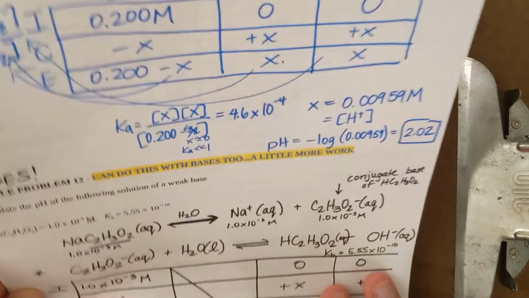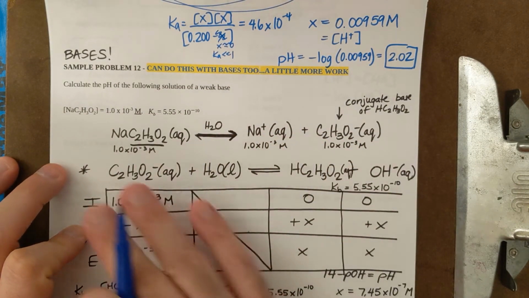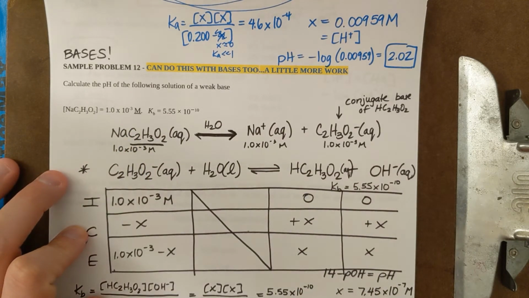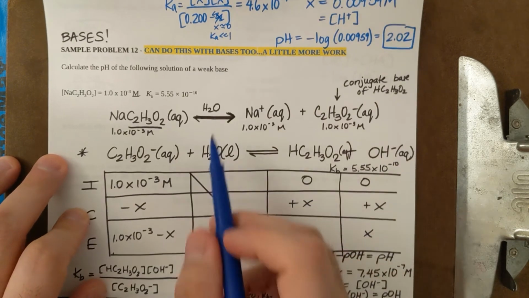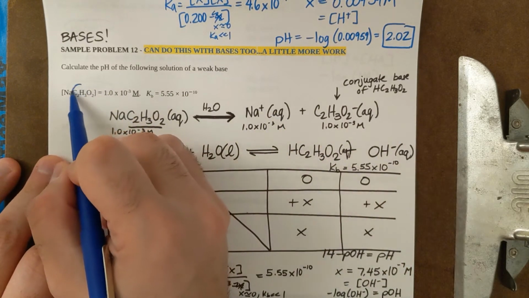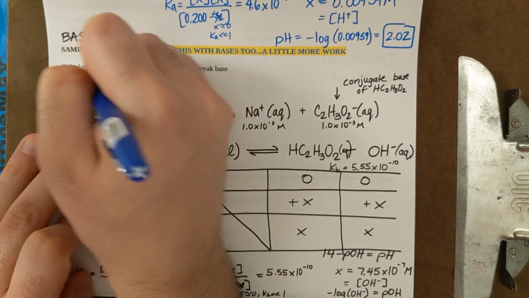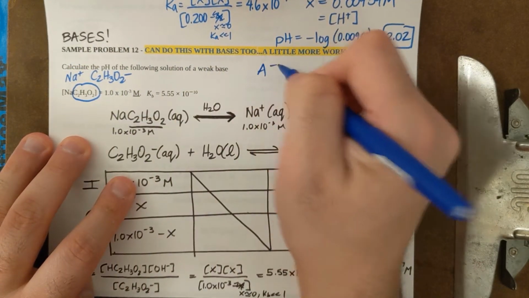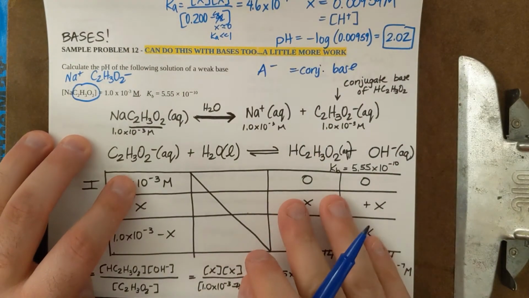I wanted to walk through number 12 before I end this video. We started a bit of this in class, or if not, I have it here. For a base, we could do the exact same thing, except X is equal to my concentration of OH minus. What's most important is to recognize that in NaC2H3O2, we have Na plus and C2H3O2 minus. C2H3O2 minus is my conjugate base. We don't worry about the plus.